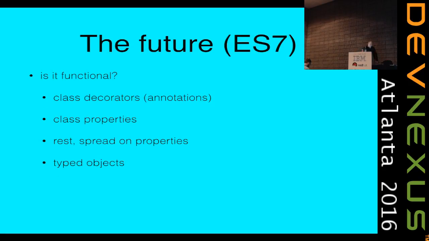Future. All right, so ES7, which is the next thing, some of the stuff that it is going to have are class decorators. If you're from the Java world, that's annotations. It's kind of a cool concept. It's going to have class properties, which are a little bit different. You can think of this as almost like some more reflective stuff. Rest and spread are going to be able to be put onto those properties. And there's also typed objects. To me, typed objects is a sad thing. I feel like it's violating typing and everything else. But anyways, it's there.